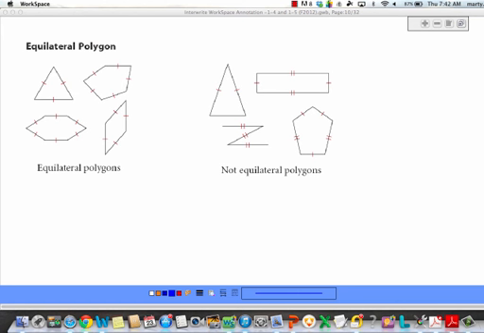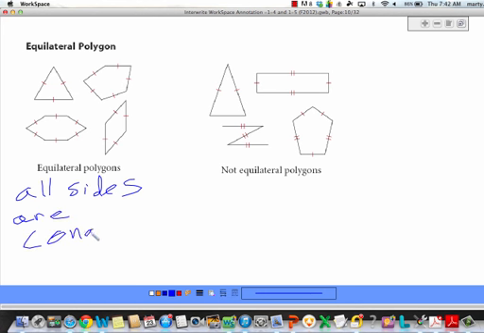Next term, equilateral. We often think of the term equilateral and we immediately assume it's an equilateral triangle. Any polygon can be equilateral. It just means that all sides are congruent in a polygon. So here's 3 sides congruent, 1, 2, 3, 4, 5. This is an equilateral pentagon. Here we have 1, 2, 3, 4. This is an equilateral quadrilateral, and some of you may already know that an equilateral quadrilateral is a rhombus. A rhombus, one of my favorite words in mathematics. 1, 2, 3, 4, 5, 6. This is an equilateral hexagon.